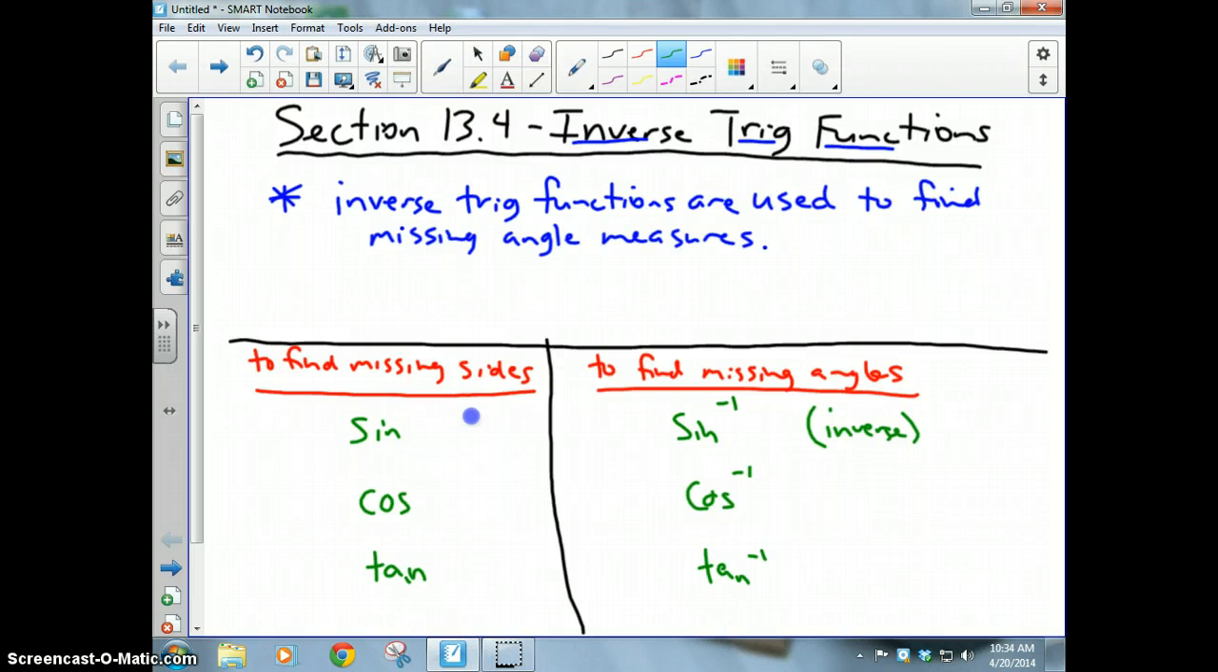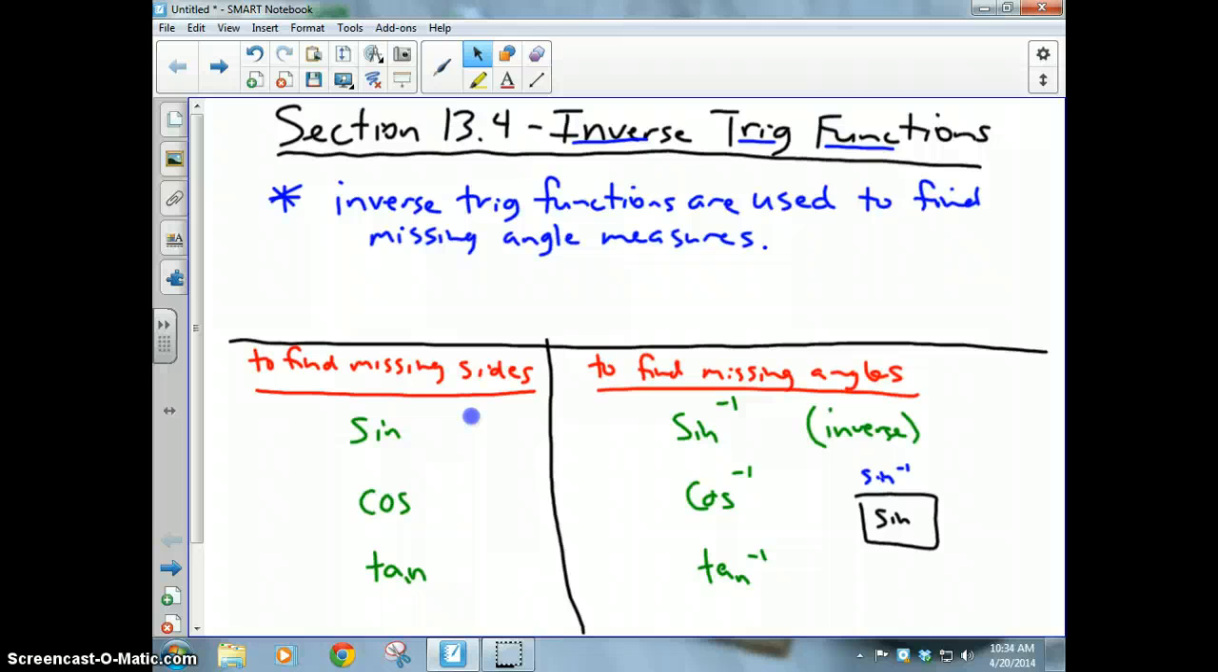Now, where are those buttons on your calculator located? Well, if you look at the sine button on your calculator, you're going to notice in blue, right above it, it says sine inverse. That's where the keys are located, and those are the buttons that you're going to press in order to access these inverse trig functions. Now, they work just like the normal trig functions, so let's do one example.